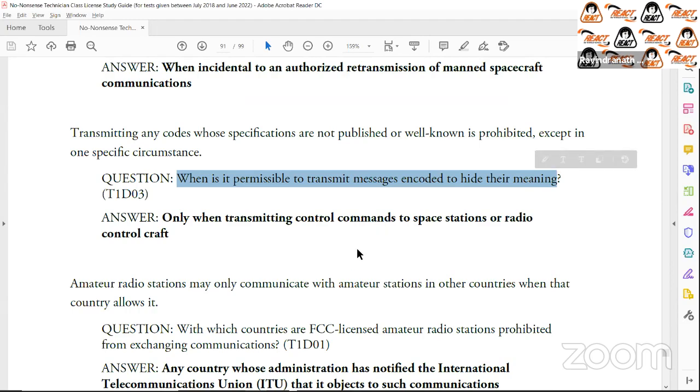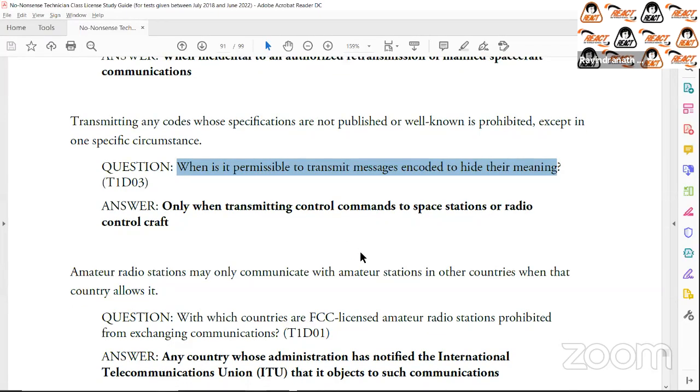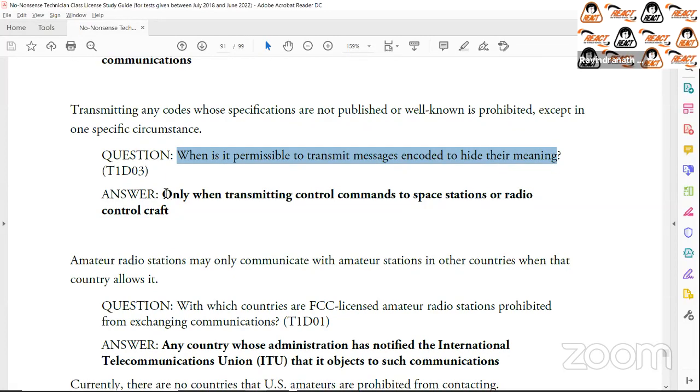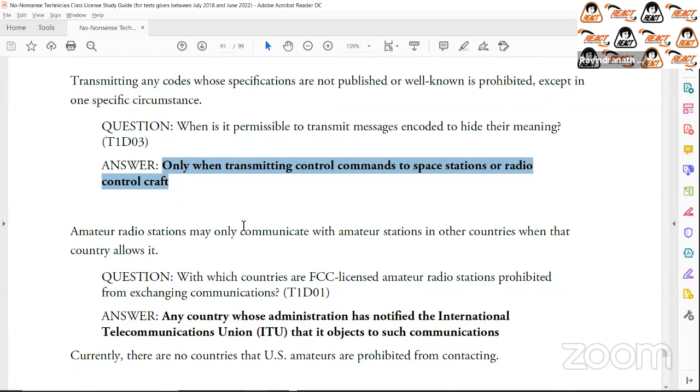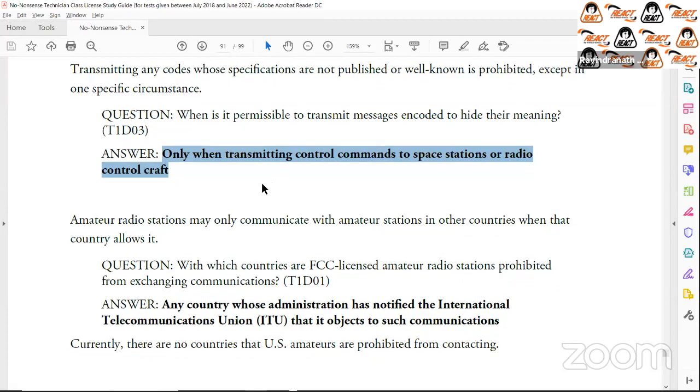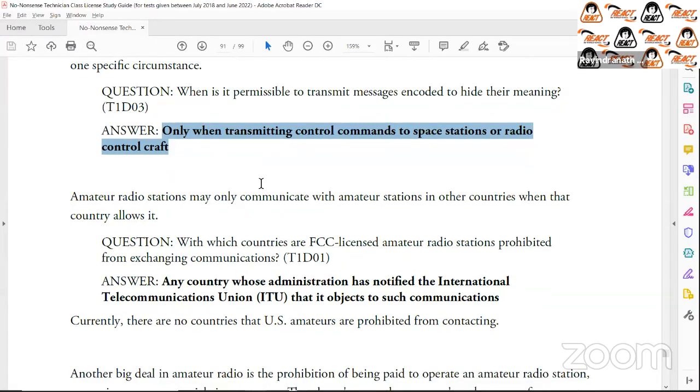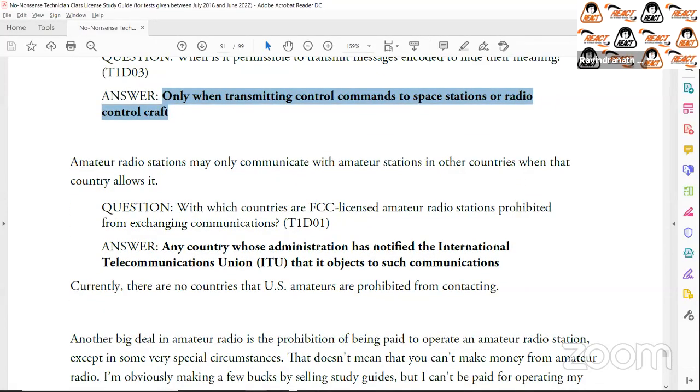When is it permissible to transmit messages encoded to hide their meaning? Right? Remember we said hams should not do that, but there's an exception. So the when is only when transmitting control commands to space stations or radio control craft. So if your amateur signal is what is controlling that spacecraft or radio control craft, well, yes, you can obfuscate or hide or encrypt, well, have it such that it's not plain text or clear text, right? Or you have it encoded in such a way that the meaning is hidden only for those purposes. Otherwise, as a ham or an amateur, you cannot. Let's see if we could run a couple more questions quickly.